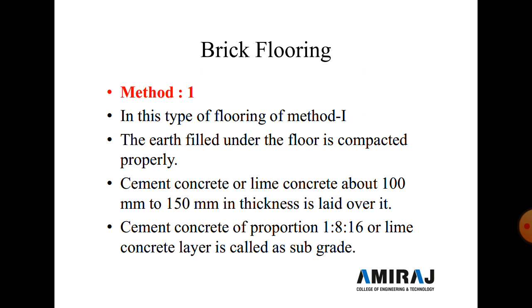Now we start with the first, brick flooring. There are two methods of brick flooring. Method number 1: the earth is filled under the floor and compacted properly. After getting a well compacted earth surface, a layer of cement concrete or lime concrete about 100 to 150 mm in thickness is laid over the entire compacted portion of the floor, and cement concrete of proportion 1:8:16 or a lime concrete layer, called the subgrade, is placed over it.